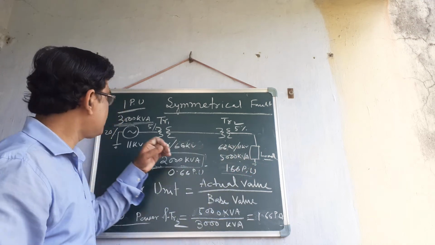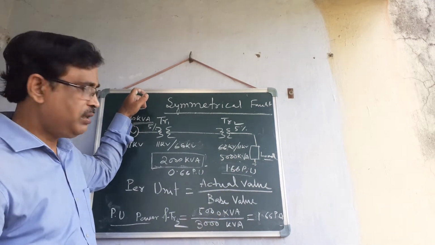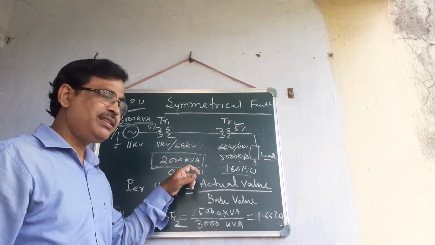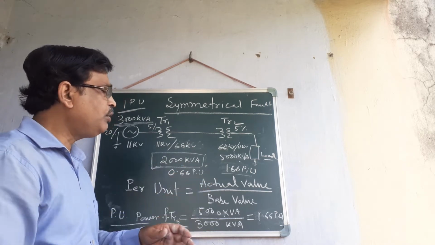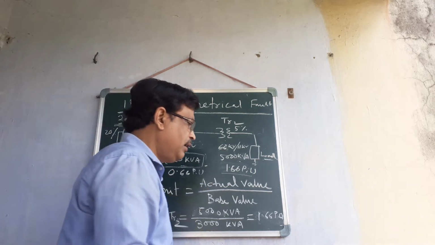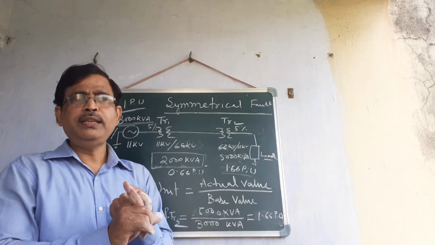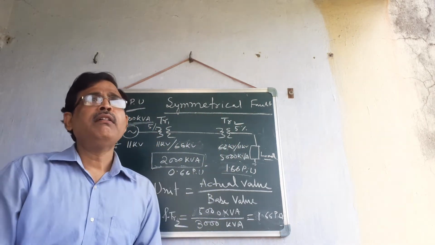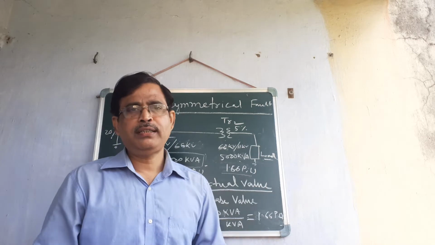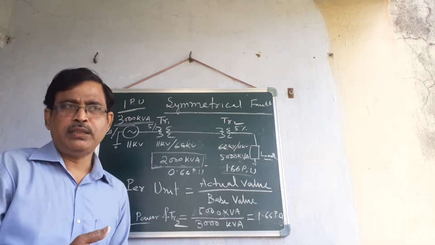Put 1.6 instead of 3000, put 1. Instead of 2000, put 1.66. So calculation will be easier. So per unit, we'll see later what are the merits or advantages of the per unit method.